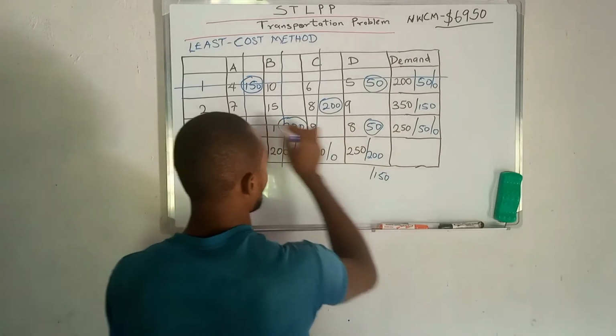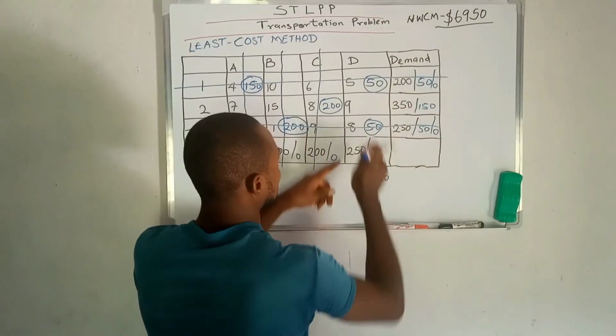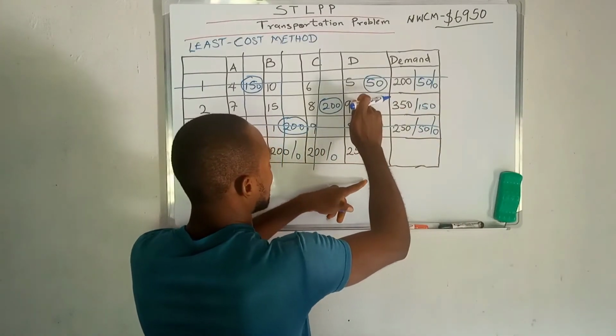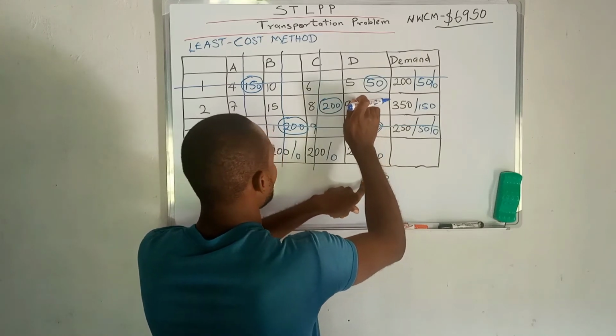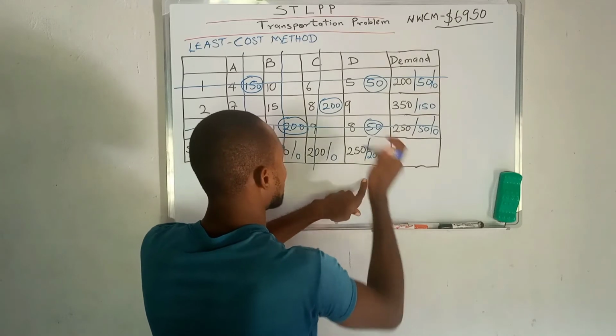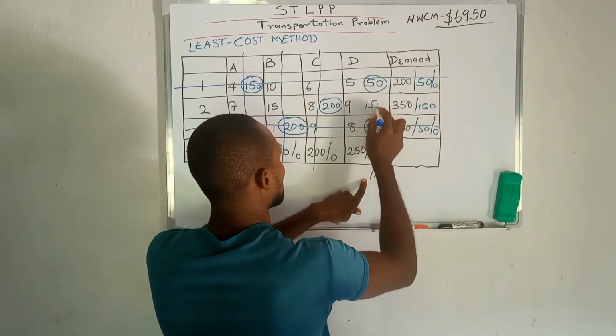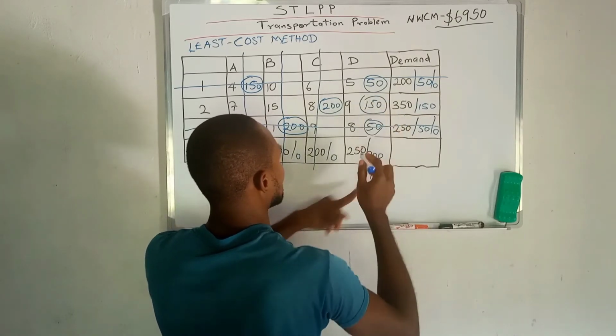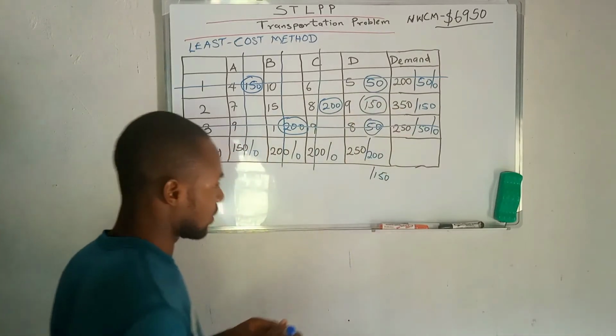So we take out this column, and then we go to the last route, which is 9. We have 150 here, and we have 150 here, so we supply them 150 goods, and then every other.